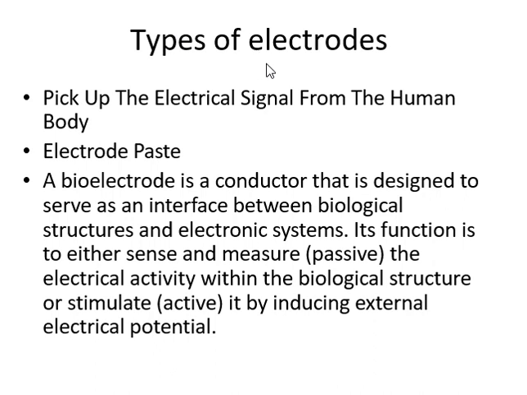And the next topic is types of electrodes. A bioelectrode is a conductor that is designed to serve as an interface between biological structures and an electronic system. Its function is either to sense and measure the electrical activity within the biological structure, or to stimulate it by inducing an external electrical potential.